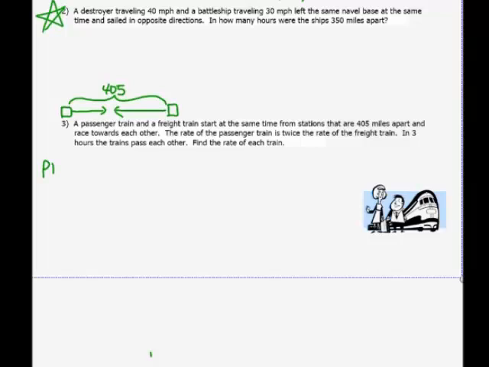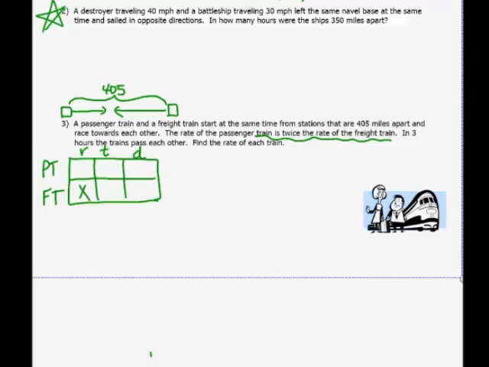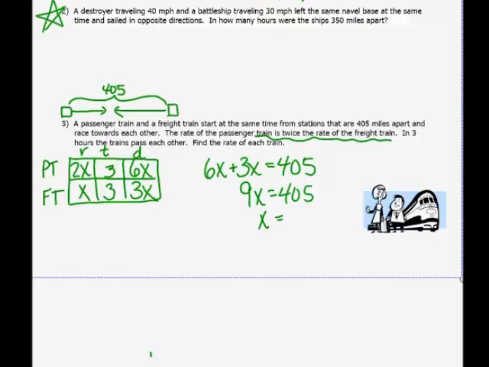So my passenger train, my freight train, and I'm going to make my table. The only thing I know is that the passenger train is twice the rate of the freight train. So this freight train is x, the passenger train is 2x. I know that they travel for 3 hours. So this one has gone 6x, this one has gone 3x miles, and I want that total distance to be 405 miles. So 9x equals 405, and x is going to be 45.